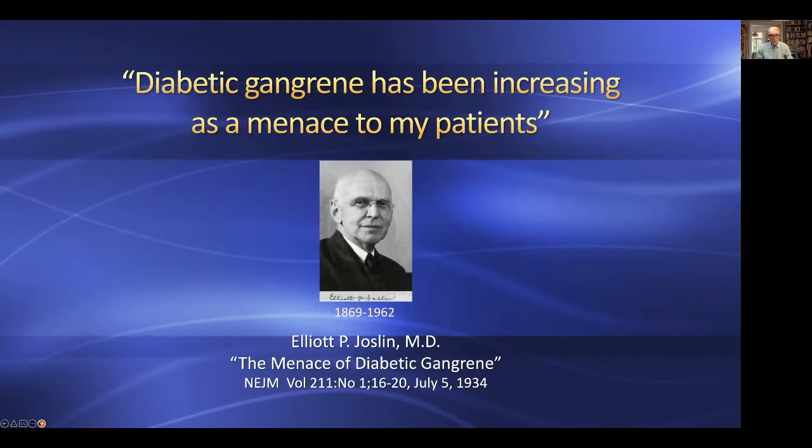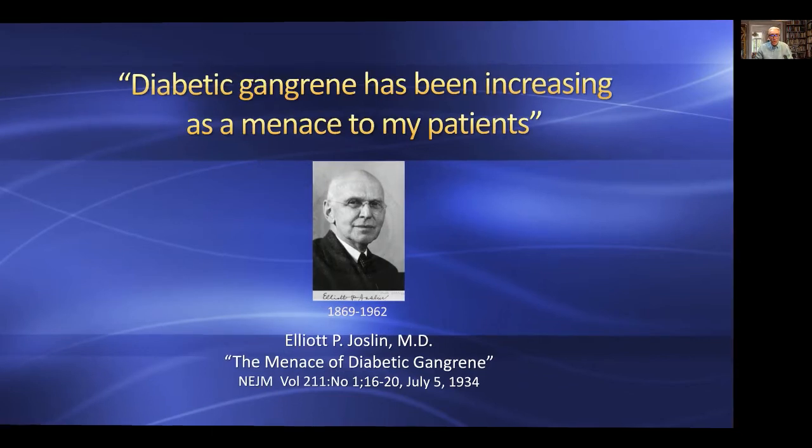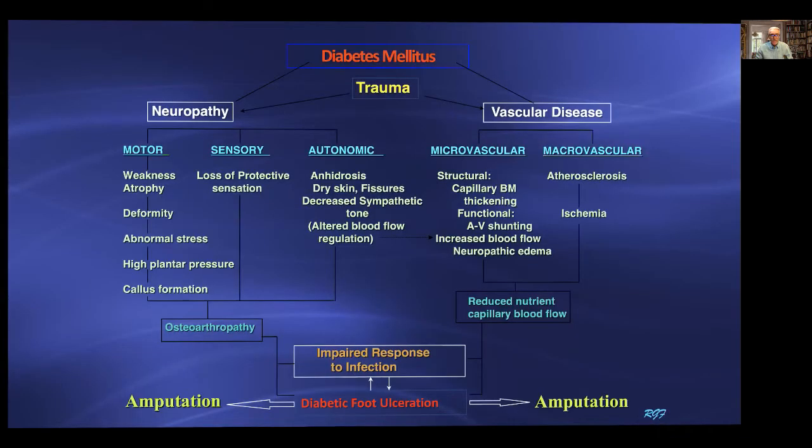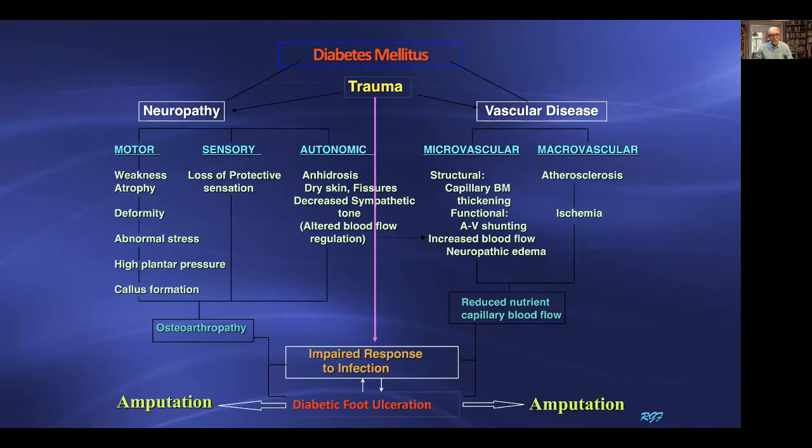Now, many years ago, I became acquainted with this paper, Menace of Diabetic Gangrene, published by Elliot Jocelyn in 1934, and he said, "Diabetic gangrene has been increasing as a menace to my patients." And I'm sure we can all agree that diabetes and gangrene are still menacing our patients.